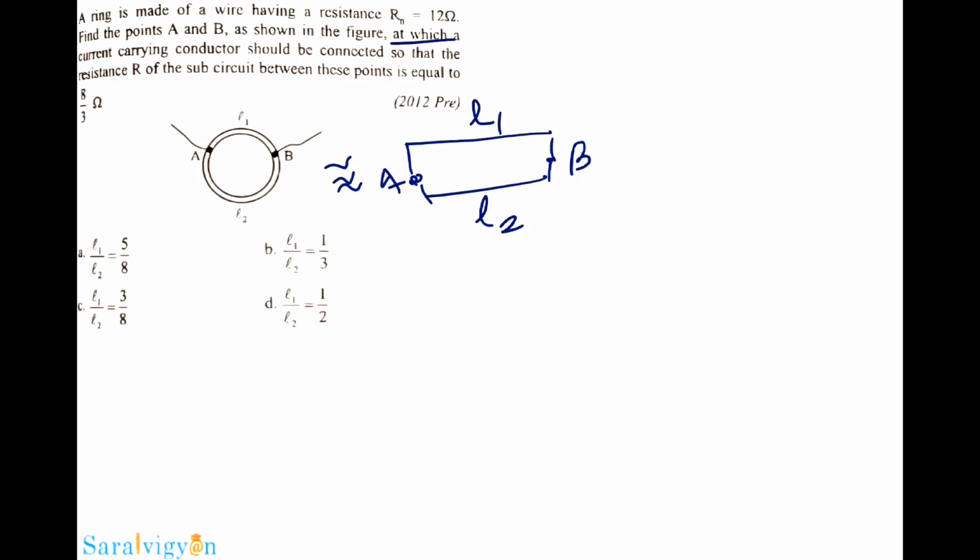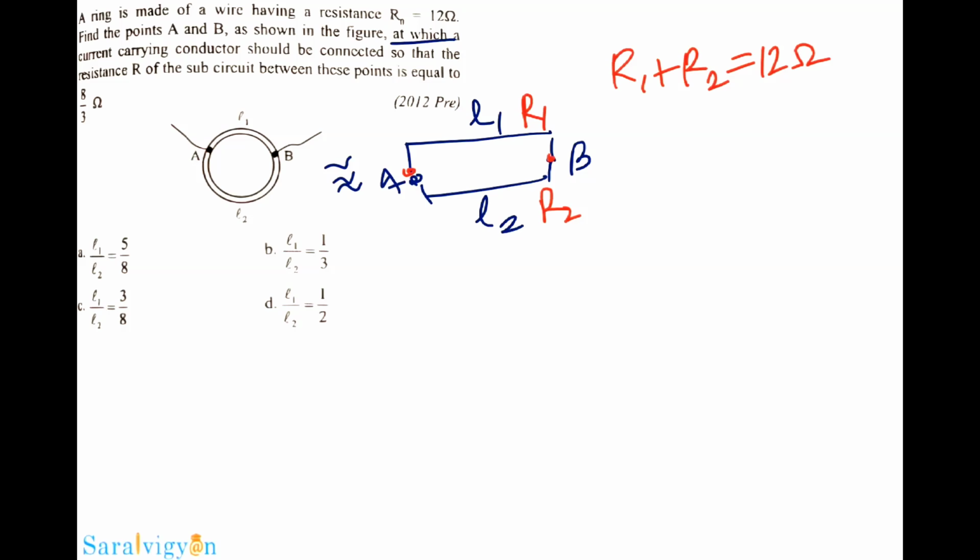So if L1 and L2 are the two portions of the wire, then we can consider R1 and R2 as the resistances of the corresponding pieces. So we can write from the first information R1 plus R2 equal to 12 ohm. Because if there is no current carrying conductor connected at these 2 points, then it was connected in series. L1 and L2 were connected in series.